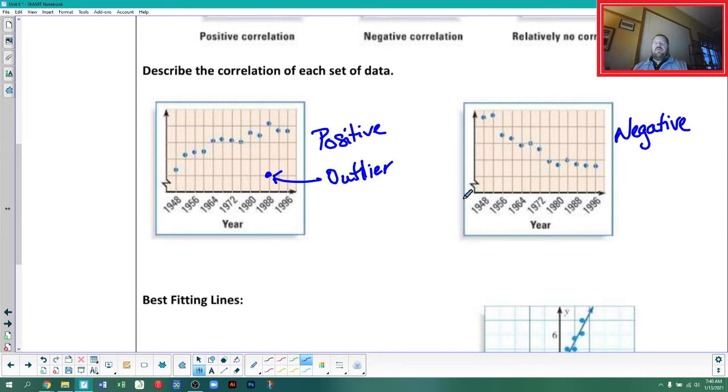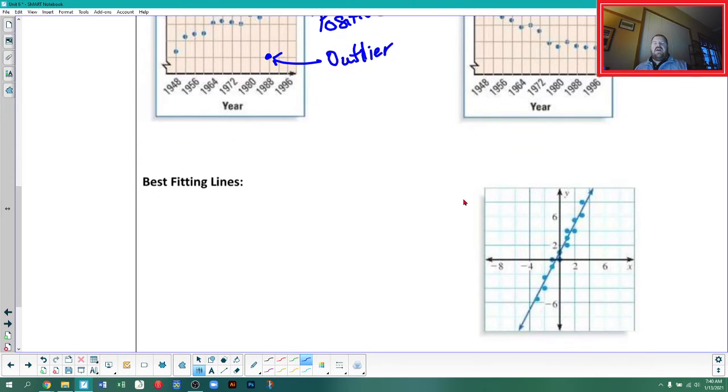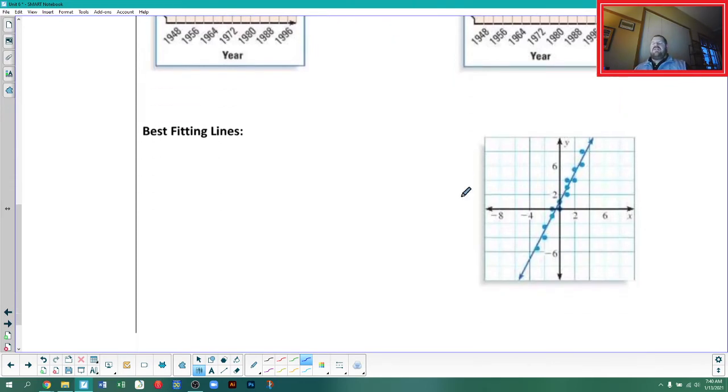All right, and then what we're going to talk about mainly today, to go along with what we have been talking about, writing equations of lines in different forms. Today, we're going to look at what we call best fitting lines. There are a lot of different, very technical, statistical ways to come up with this best fitting line, or what we might call a trend line.